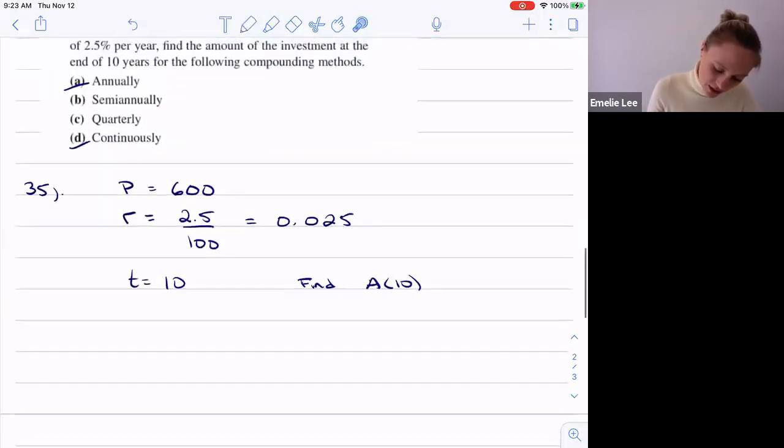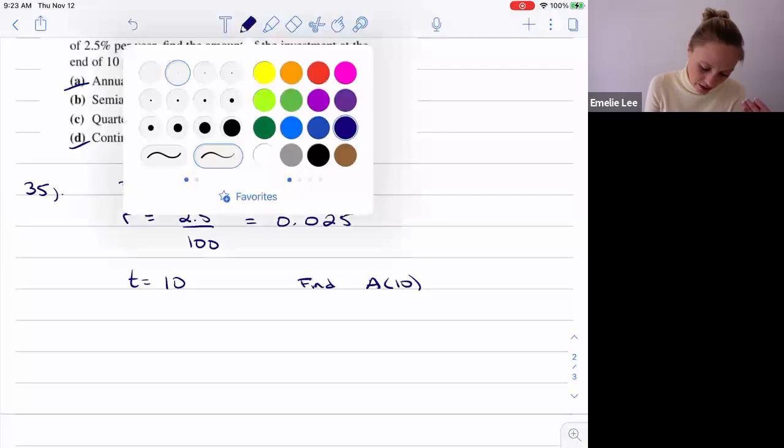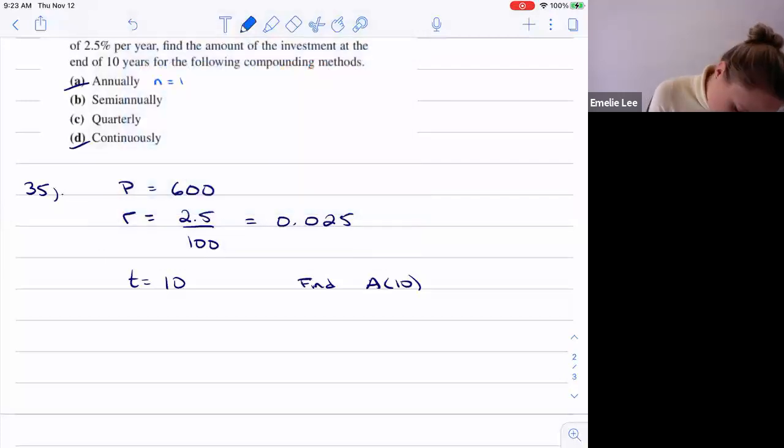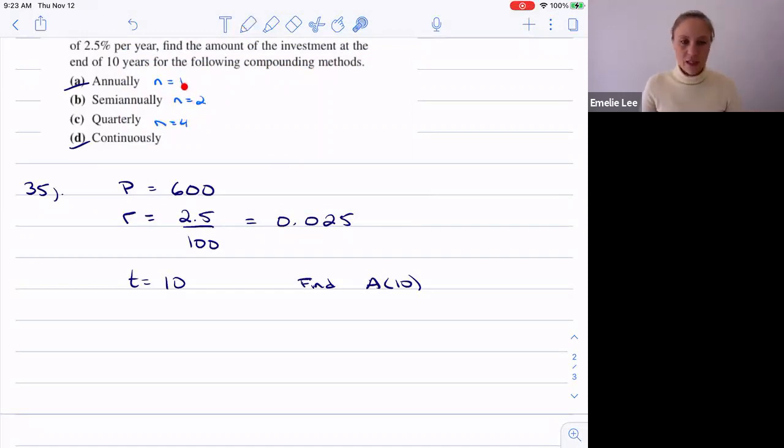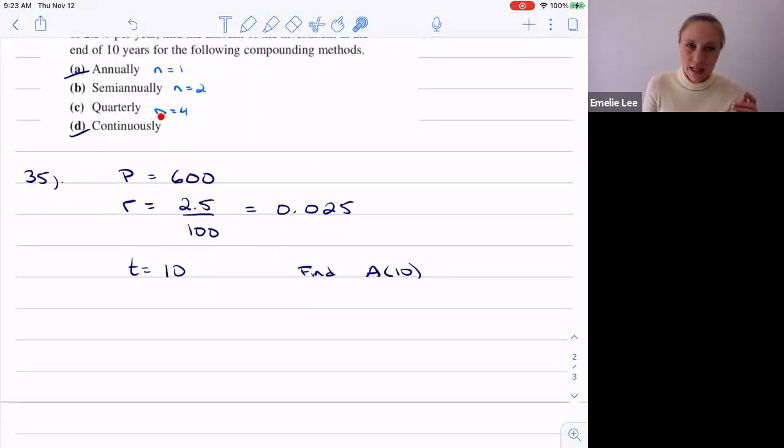So the first three actually use the same formula. It's just that our n is changing here. So n here is 1, n is 2, and n is 4. And that's why I put that list on your Moodle page, in case you're not sure, quarterly especially, because sometimes they'll say every 3 months, which is 4 times per year. So that one's a little bit tricky, but just remember quarterly n is 4.